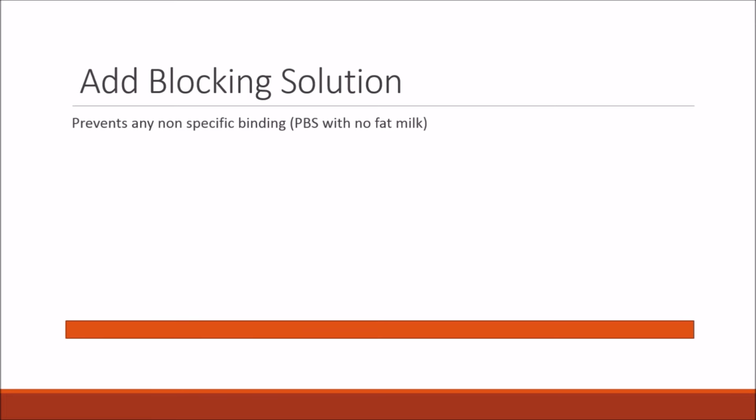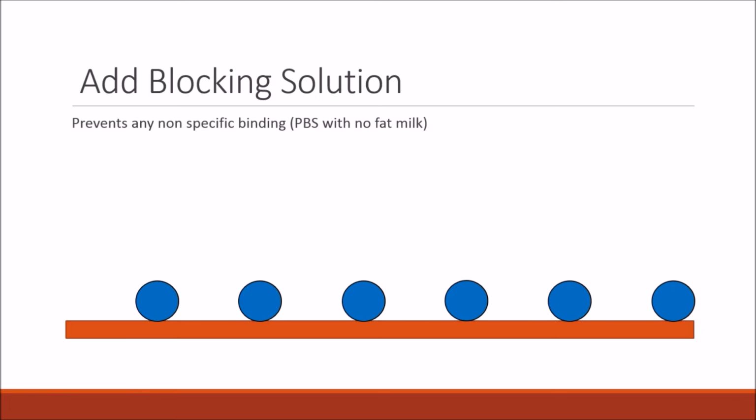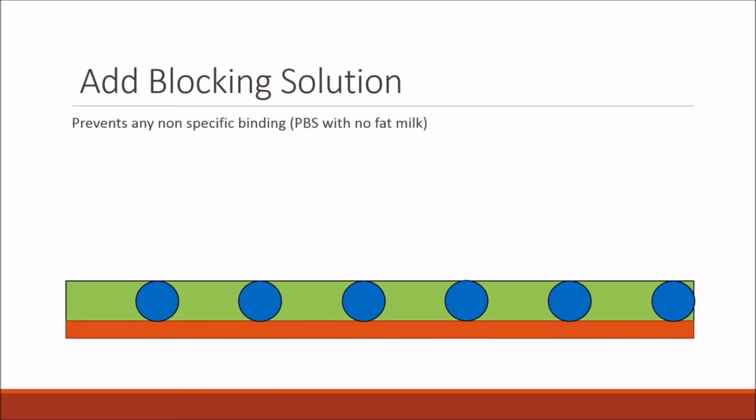So imagine that this orange bar here is representing our nitrocellulose membrane, and these blue circles are representing our protein of interest. And this big green flood you see across here is our blocking solution. And this works by the proteins that you find naturally occurring in milk will literally just make a thin layer above the nitrocellulose membrane, preventing any of that non-specific binding from occurring.